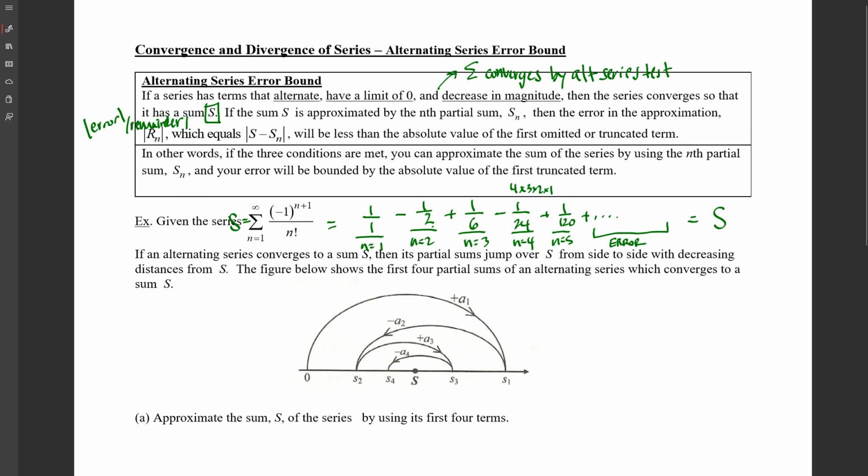And this error here has a lot of names. We call it error. We also call it remainder. Okay, and sometimes we call it the absolute value of S minus Sn. Okay, and that Sn is however many n's we went here. So here we went 5 n's. So this particular problem would be S minus S5. Okay, absolute value. All right.